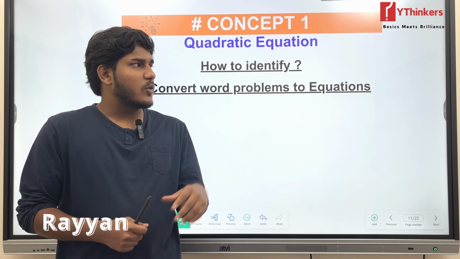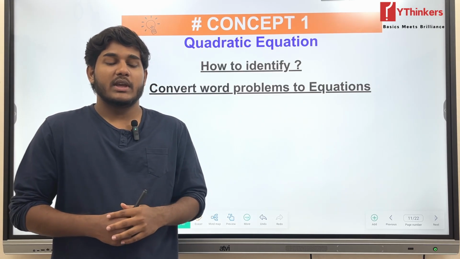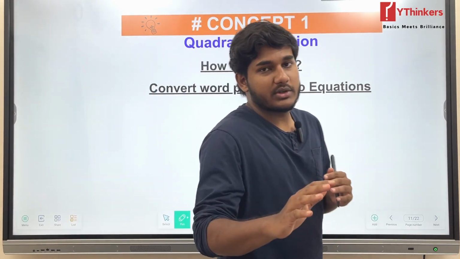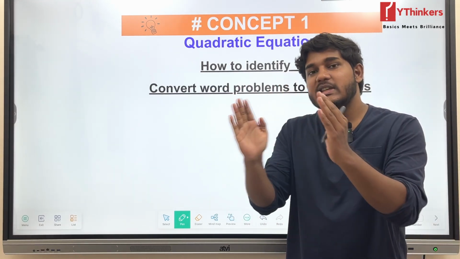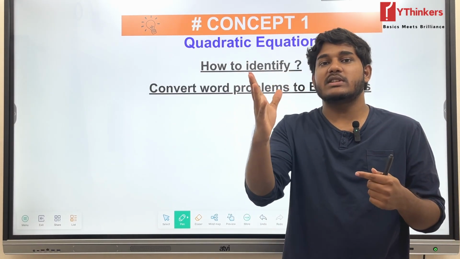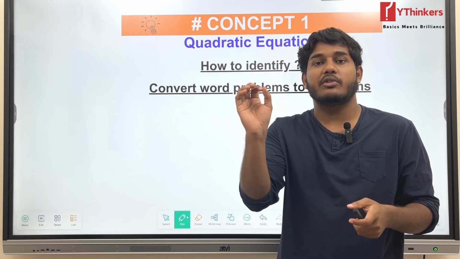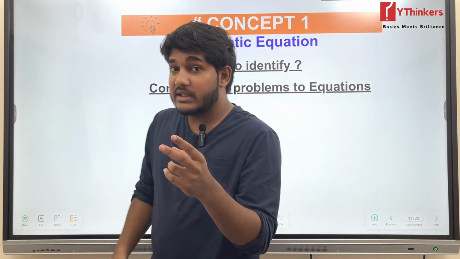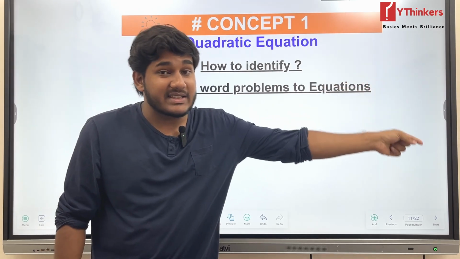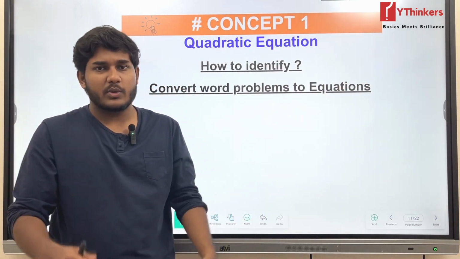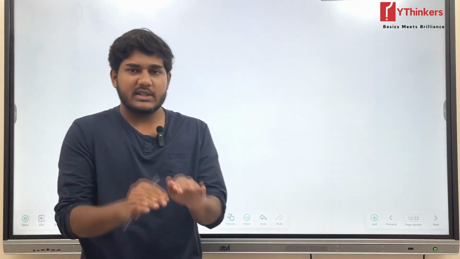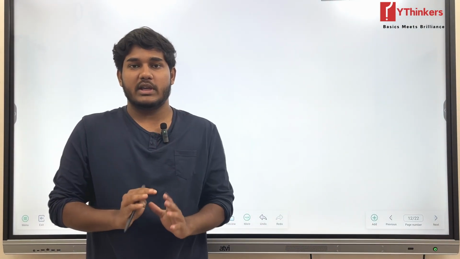आज हम लोग पढ़ेंगे quadratic equation का concept number 1. In this video, we are going to focus on how to identify a quadratic equation. Whenever we see an equation, we should know at just a glimpse whether it is a quadratic equation or no. Second thing, which is very important for your next exercises, is how to convert word problems to quadratic equations. So let me just give you the concept of quadratic equation.